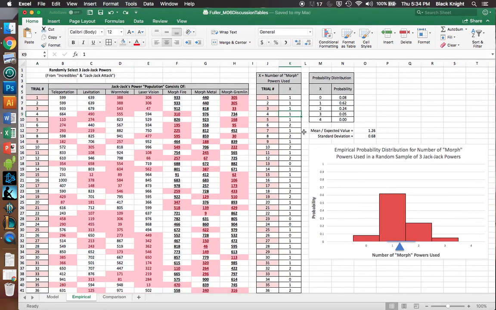And then I used a COUNTIF function for this portion. You can tell it that for this data range, K6 to K105, if a value equals the one in M6, so 0, count it, and then divide by 100, so it gives me the probability of that occurrence out of 100 trials. The probability of 0 morph powers being used was 8%, 1 was 62%, 2 was 24%, and 3 was 5%.